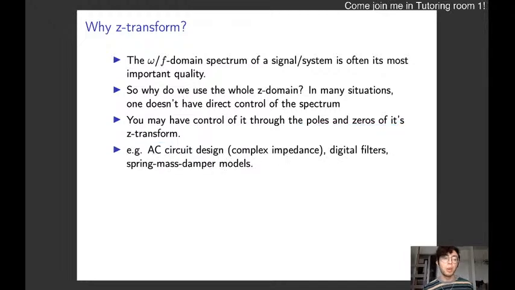A few examples of where we might have control of the zeros and poles, but not necessarily of the spectrum: one that's relevant to us as electrical engineers is AC circuit design. So the complex impedances that are defined by our inductors, capacitors, resistors, etc. Those are what we would consider the poles in our AC circuit. And if we want to design, say, an analog filter, then we would have to adjust our poles and zeros accordingly in order to construct the right spectrum.